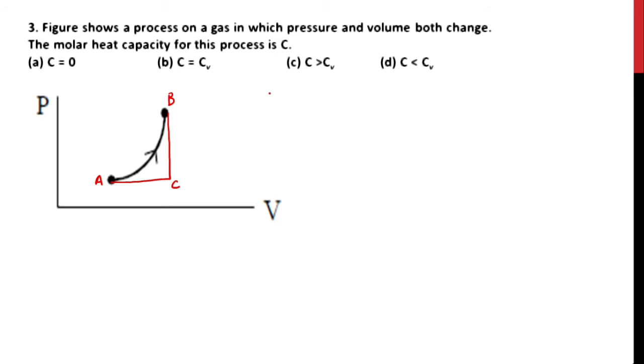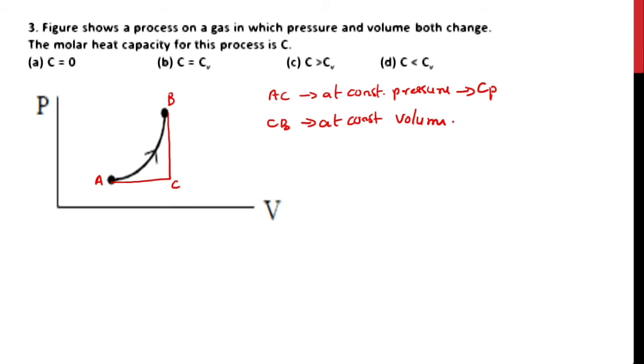Now you can look at this one. The process AC is carried at a constant pressure. In the same way, the process CB is carried at a constant volume. That means the process AC is carried at a constant pressure, so the specific heat capacity we can consider as the molar specific heat capacity CP. And in the same way CB is taking place at a constant volume, so the molar specific heat capacity can be written in terms of CV.